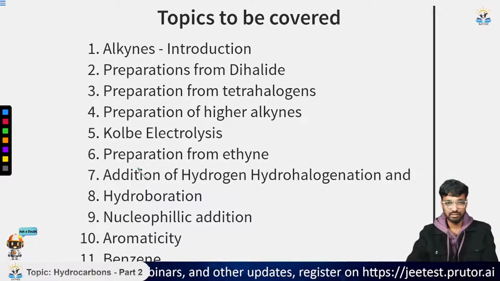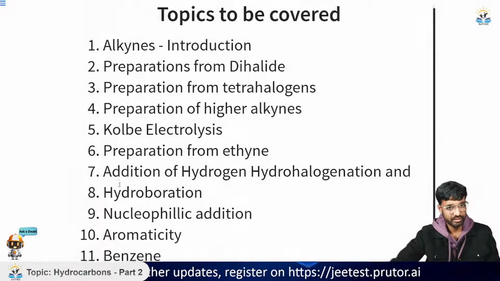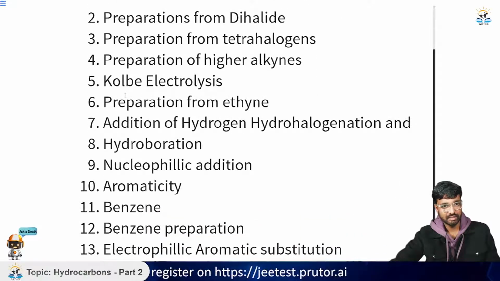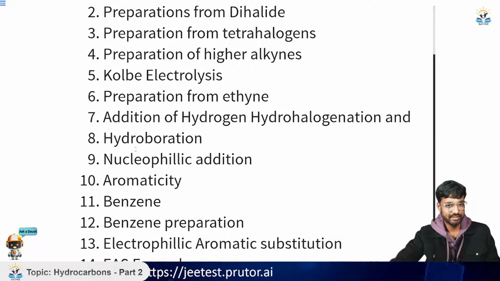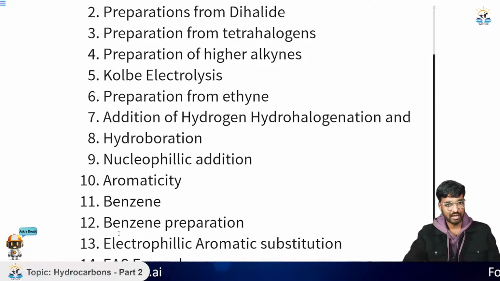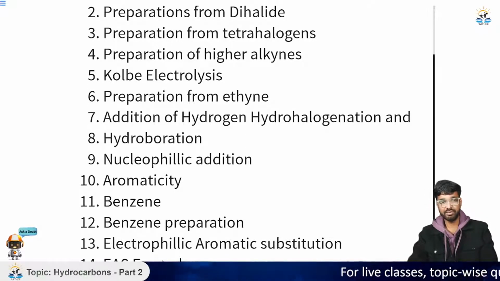These are the topics that we will be covering today. We will start with alkynes and their preparation from different methods. Then the reactions, which will include electrophilic addition and nucleophilic addition. Then we will see what aromaticity is and why benzene is aromatic. Then we will see the preparation of benzene. At last, we will do some reactions of benzene, that is electrophilic aromatic substitution, and see some examples. So let us start today's lecture.